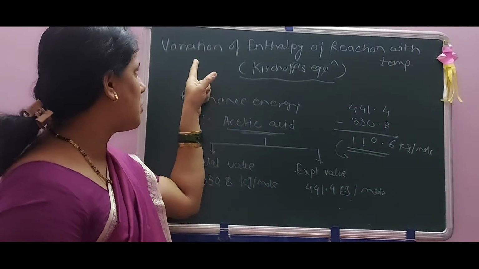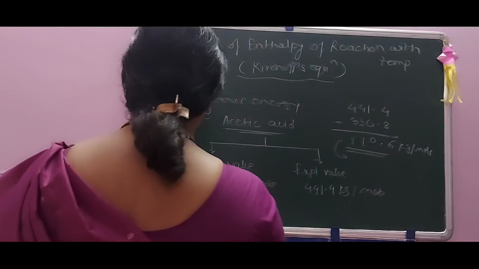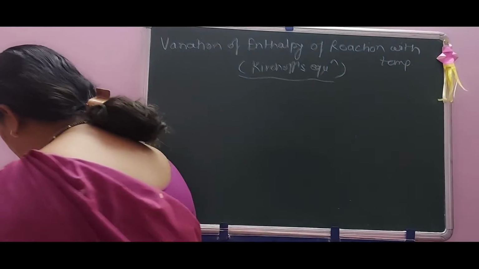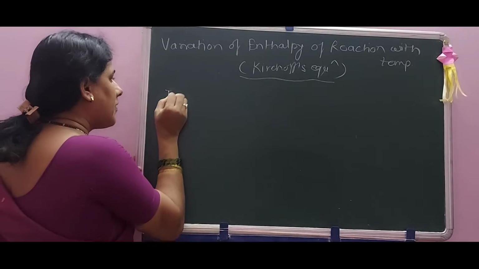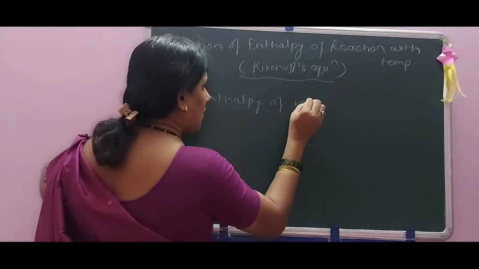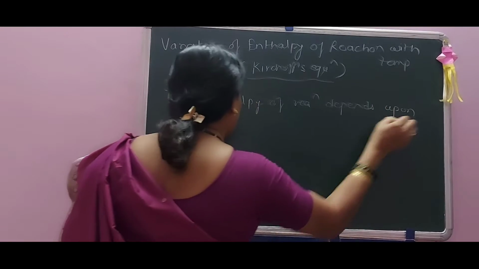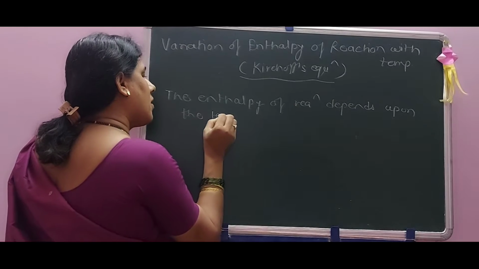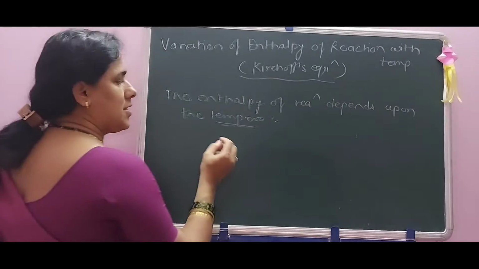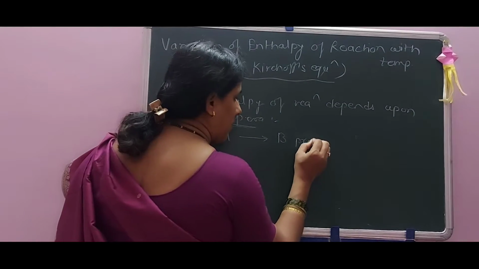Now, in today's lecture we are going to discuss the variation of enthalpy of a reaction. The enthalpy of a reaction depends upon the temperature. Therefore, if we consider the reaction, reactant A gives product B.